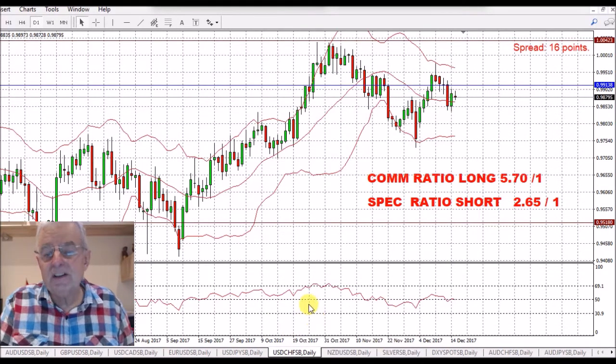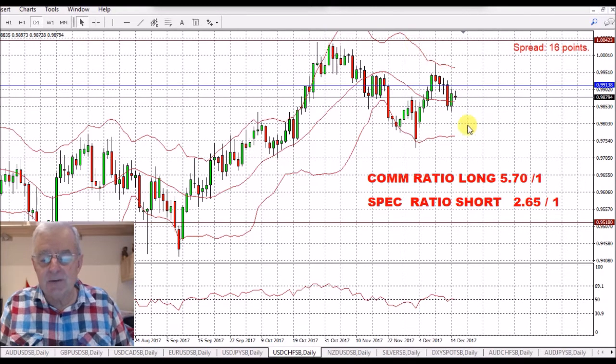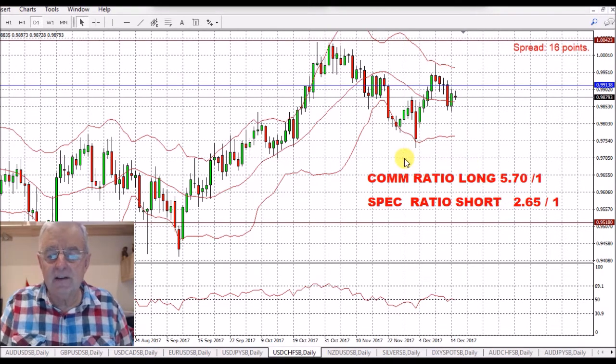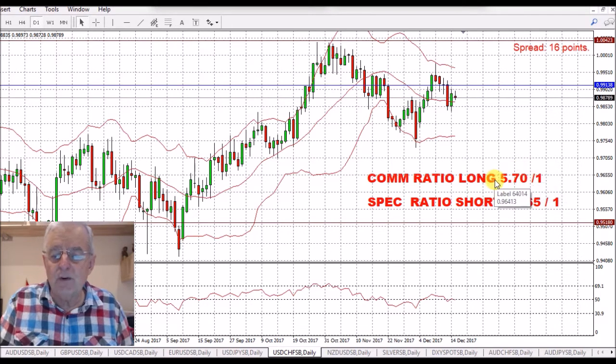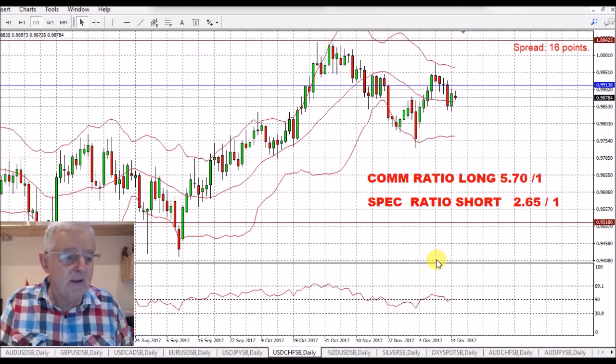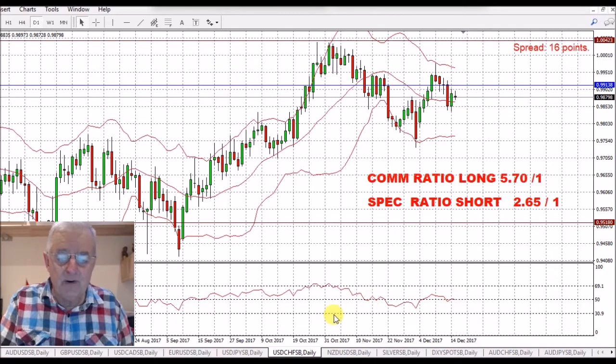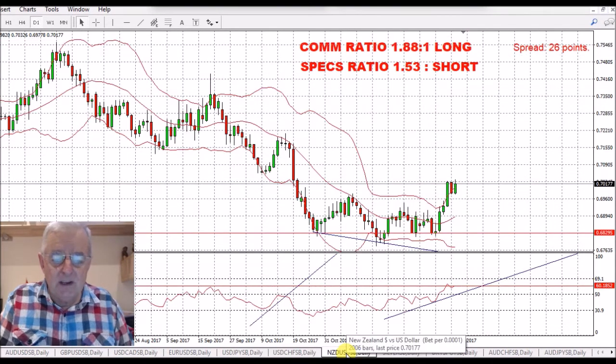Right, US dollar, Swiss franc. As you can see, you got the same news again. You got the weakness in the dollar there, a little bit of a pullback, and now we're going back down. If you look at the trend here, it's down, and I'm expecting more weakness for this pair. We have a long ratio of 5.7 to 1 for the Swiss franc, so it will be short for the pair. And we are just slightly below the 50 on the RSI, and I'm waiting for a good move down on this.